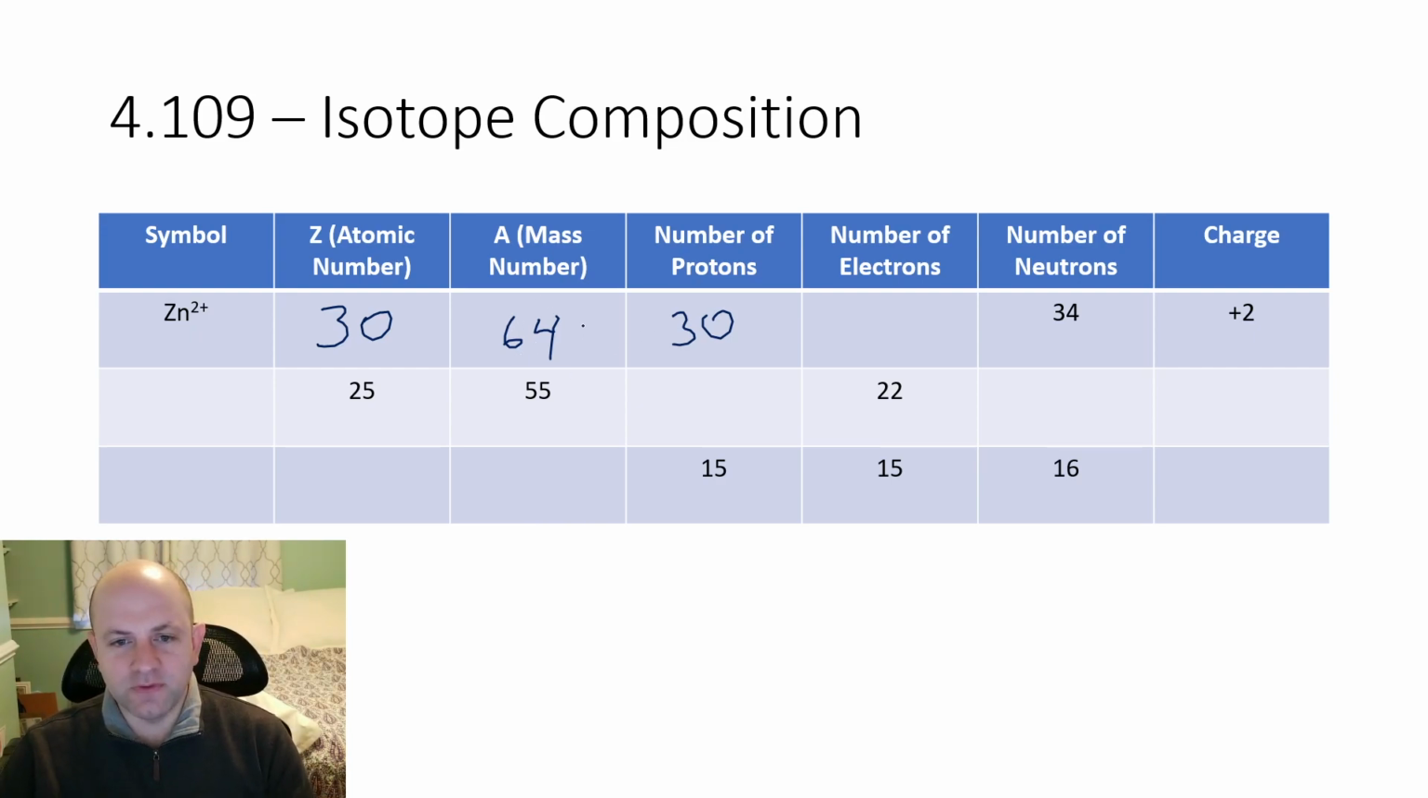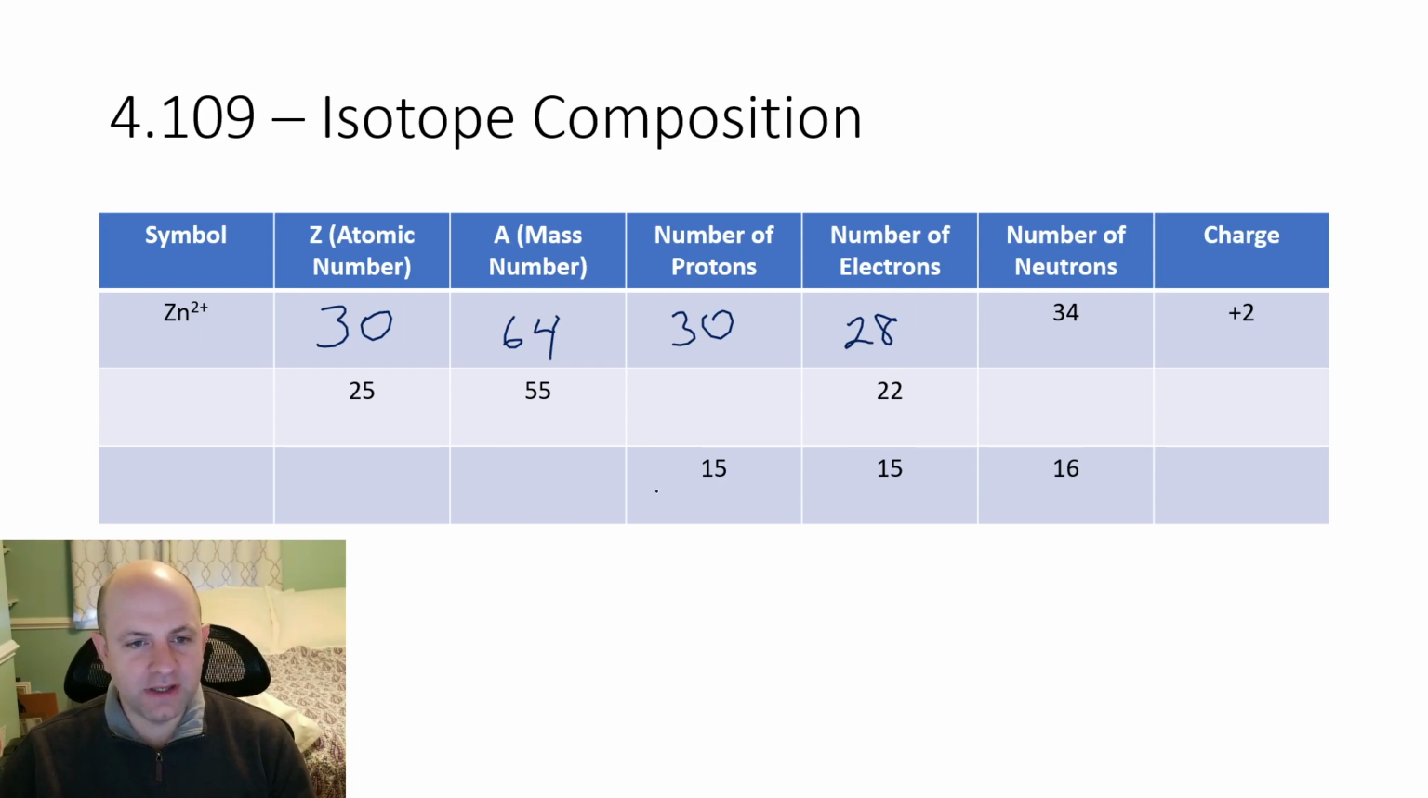Next up, now that we've got that, we just need electrons. Electrons are always the protons minus the charge, because protons are +1, electrons are -1. They'll cancel out if they have equal numbers, but here, you kind of think, oh, if I've got a +2 charge, I must have 2 extra protons compared to electrons, or you just say 30 minus +2. There are 28 electrons. Either way, it works out there.